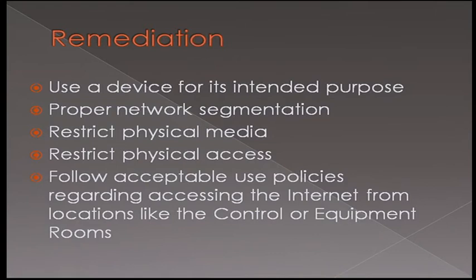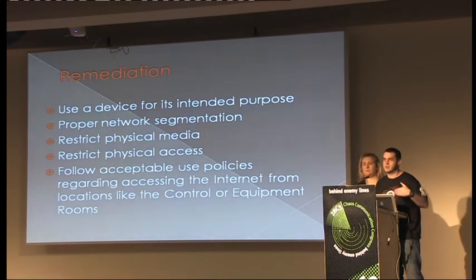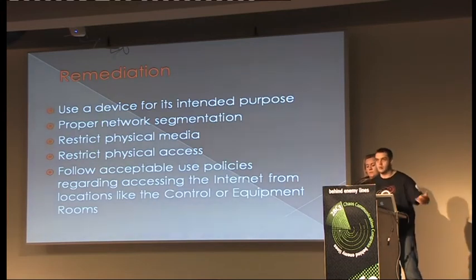All right, so remediation: clearly, use a device for its intended purpose. If that machine controls the doors in your prison facility, you probably shouldn't be using Twitter on it. Proper network segmentation as well. You should isolate that chunk of the network, the LAN where all these PLCs are, so they don't touch another one. Physical media and physical access, like USB keys. Acceptable use policies: actually explain to people who are using it why that's in place. Don't just say don't do that. Say, look, if you do this, there's the possibility that all these doors could fly open and all the prisoners could rush you.